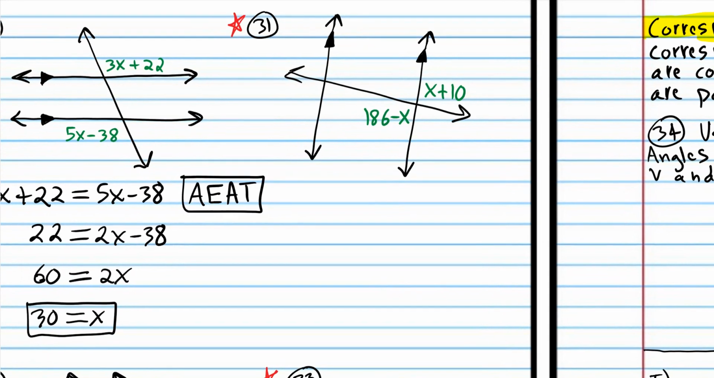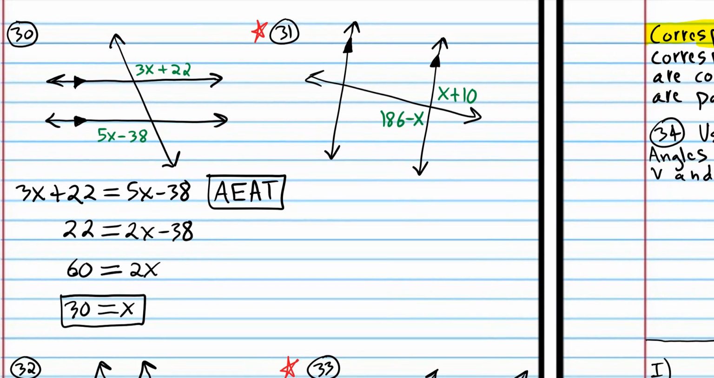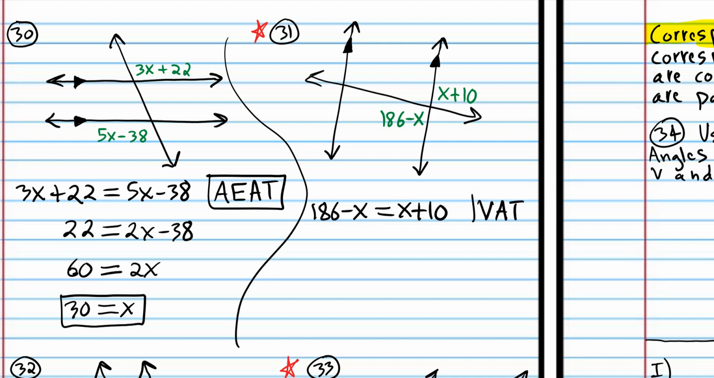So now number 31 is a little weird because we're not using anything that we learned today. These are just vertical angles. This is all stuff that we learned in previous classes. So I know that 186 minus x must be equal to x plus 10 because of the vertical angles theorem. You can just abbreviate there.